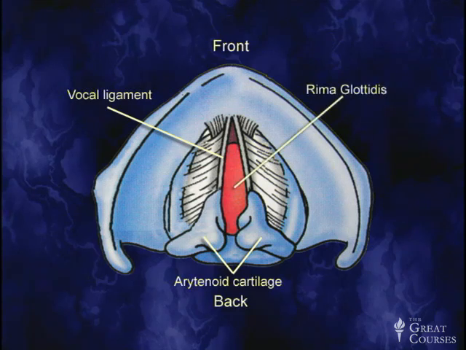This is the rima glottis, some word you can quickly forget. It just means the opening between the cords. As with a musical instrument, the tighter the tension on the cords, the higher the pitch. So as you stretch the cords tighter, the voice will get higher and higher and higher.